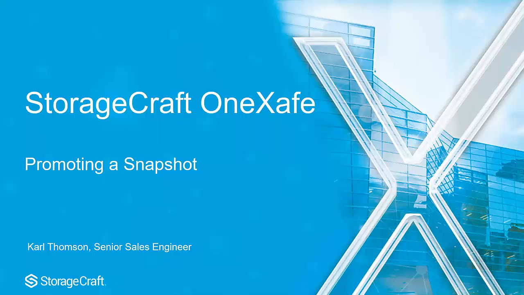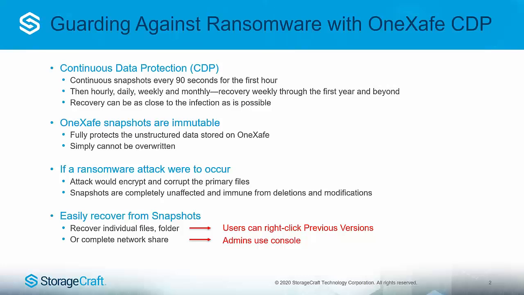Today I'm doing a quick tutorial on promoting a snapshot. What we're finding is that there's a lot of interest in the OneXafe immutable snapshot. This is the ability to protect all of the data on the OneXafe every 90 seconds. It's completely immutable so that ransomware can't get in there and corrupt that data or be maliciously corrupted.